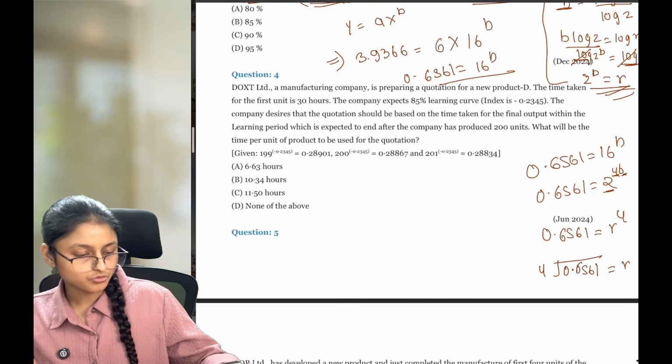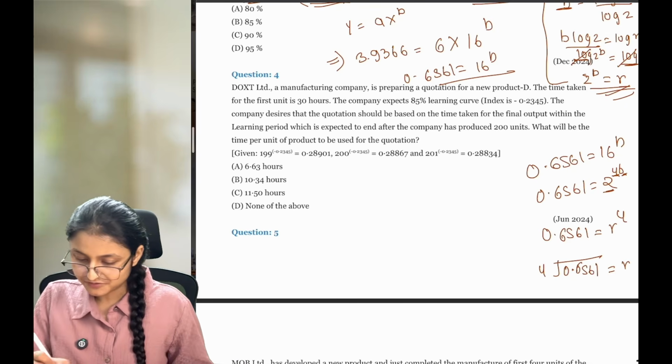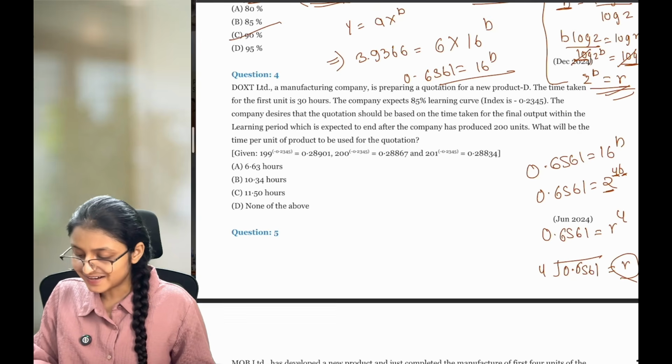Just press the under root 2 times. 1, 2, and this will give you 90%, and 90% is the learning rate applicable.